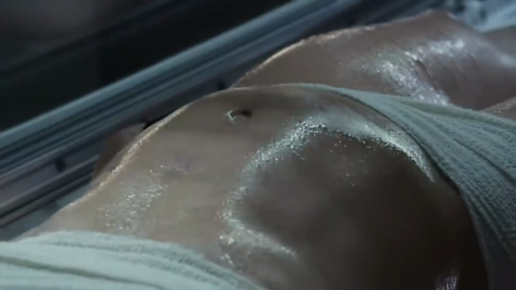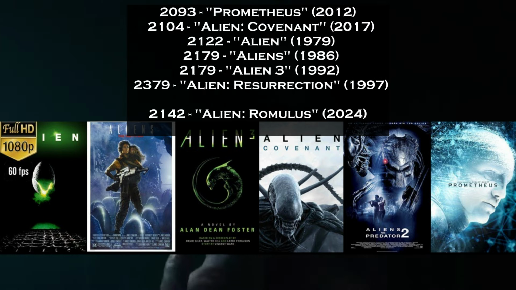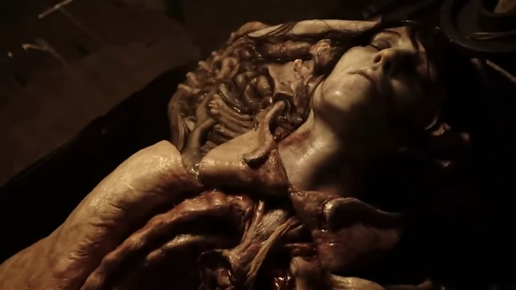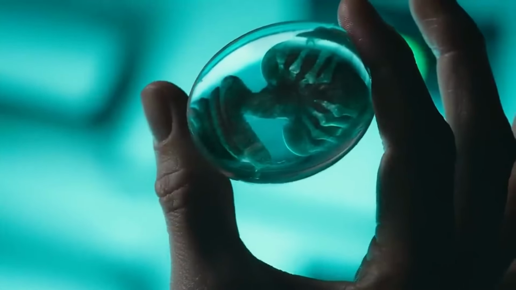The main events of the 2012 Prometheus film: the discovery of a star map. Dr. Elizabeth Shaw and Dr. Charlie Holloway discovered a star map in a Scottish cave. This map dates back 35,000 years and points to the moon LV-223. It also depicts ancient human art, indicating humans were visited by extraterrestrials.